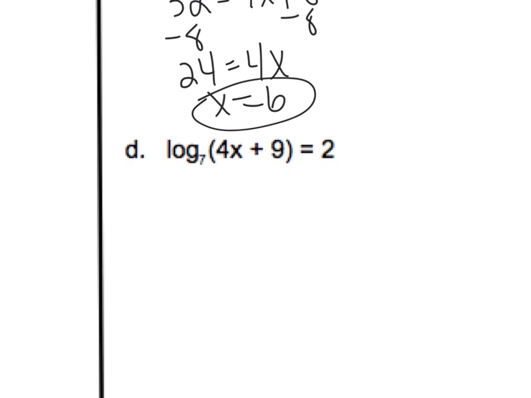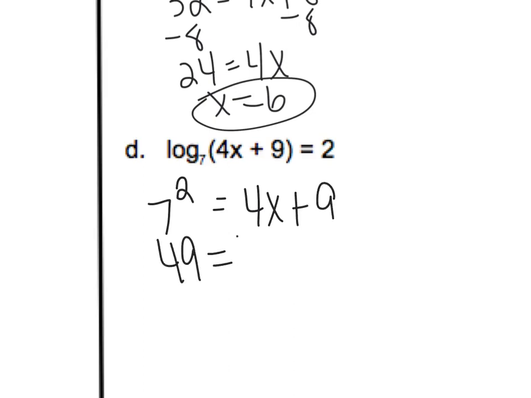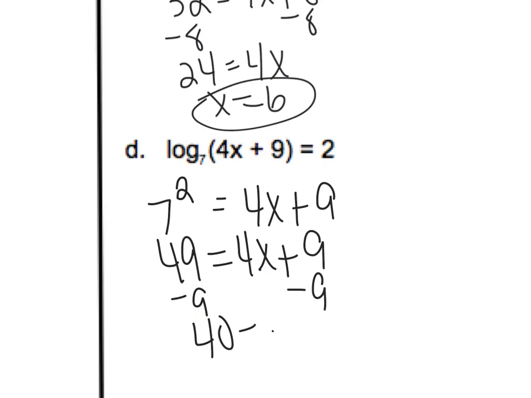Again, down on the bottom, I have a log on the left. I do not have a log on the right, which means I'm going to need to change it into exponent form. So I'm going to have 7 to the 2nd power equals 4x plus 9. 7 to the 2nd power is 49 equals 4x plus 9. If I subtract 9, 40 equals 4x, x equals 10.